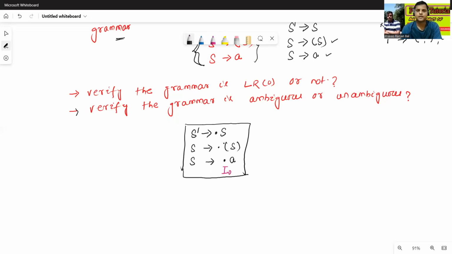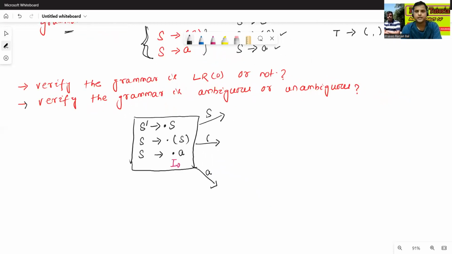Okay, now see here there are three different symbols: S, open bracket, and A. So we'll explore S here, open bracket here, and small a here. The ALR0 parser will scan this S. This S means S prime to S dot. So this is also called the final state. This is the I1 state.